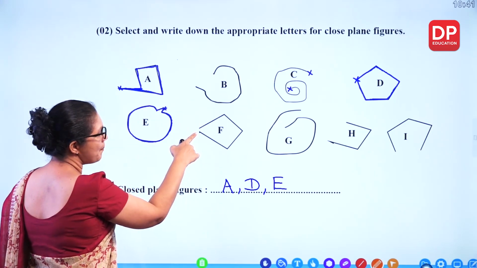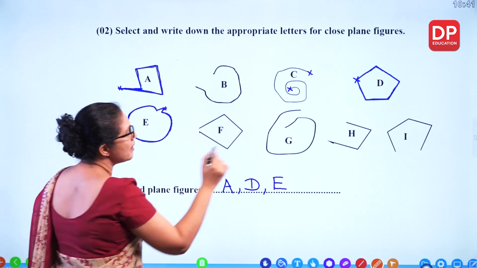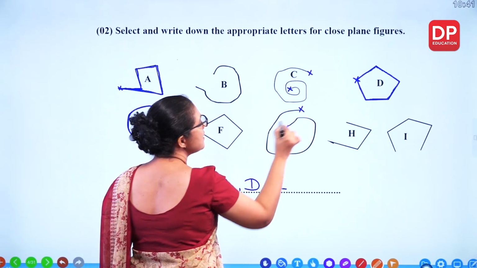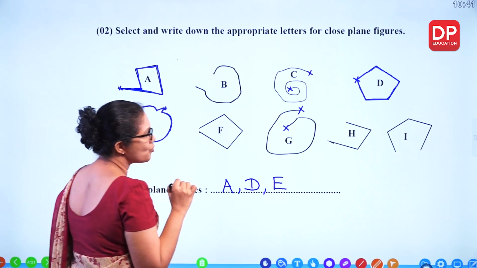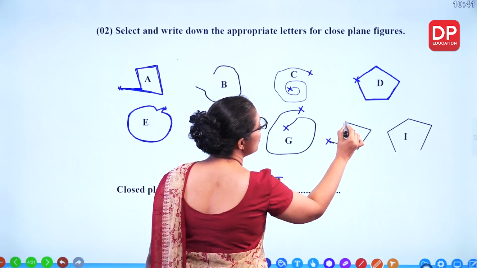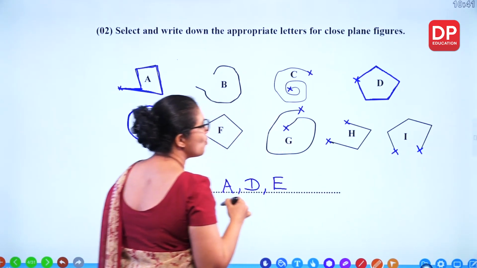That's a closed figure. Here, there's a gap in F. So, that's not a closed figure. Here, starting point and the end points are different. That's not a closed one. Here also, not a closed one. This is also not a closed plane figure.